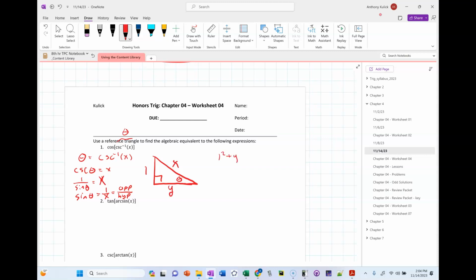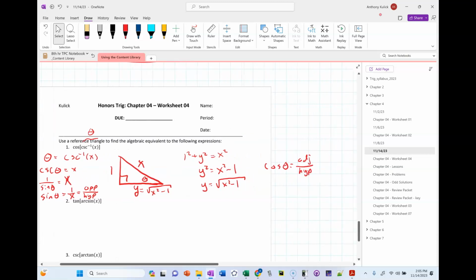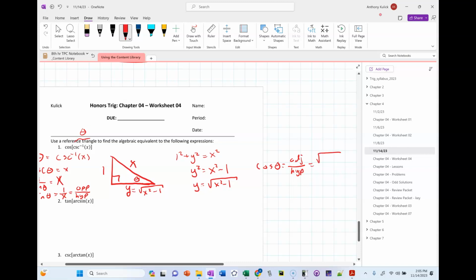And then let's find our side y in terms of x's. So 1 squared plus y squared equals x squared. Subtract 1 from both sides. Square root both sides, ignoring the plus or minus because what we're calculating is a length. So far, so good. And then if I want to do cosine theta, that's adjacent over hypotenuse, which would be root x squared minus 1 over x.